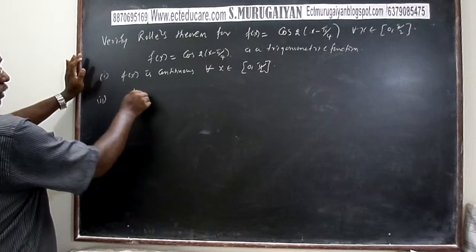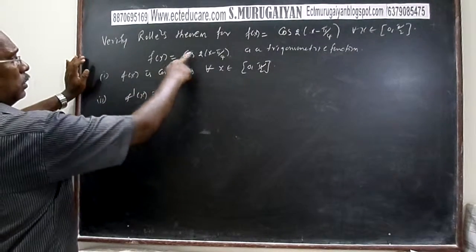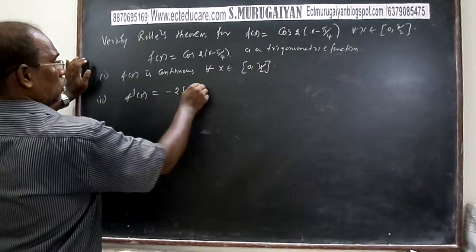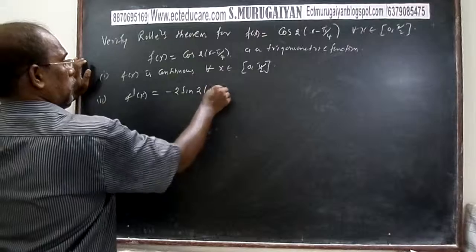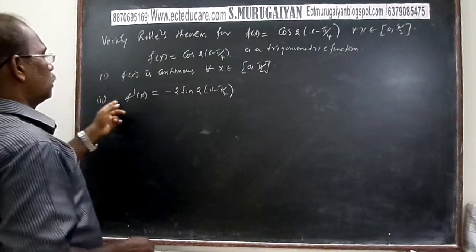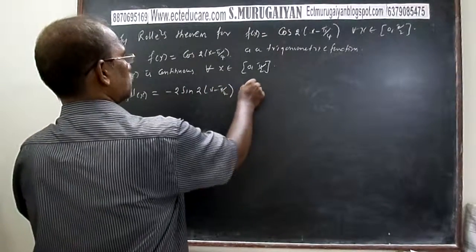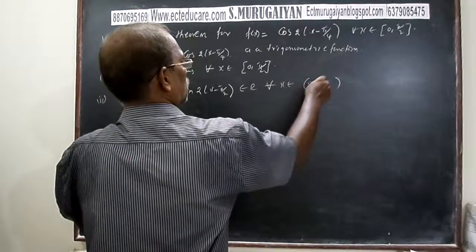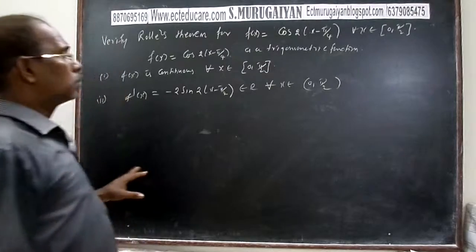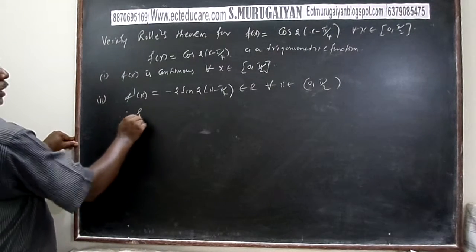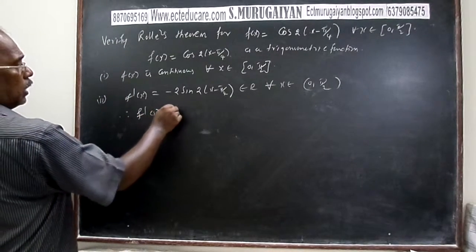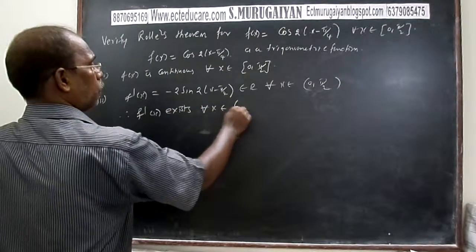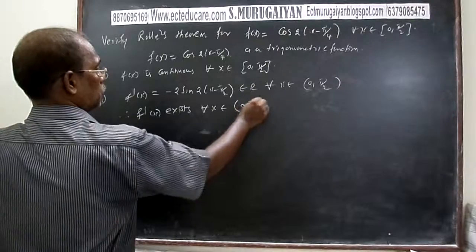Let us first find f'(x). The derivative of this is -2 sin 2(x - π/4). This is a real number for all x belonging to the open interval (0, π/2). So therefore we can say f'(x) exists for all x belonging to the open interval (0, π/2).